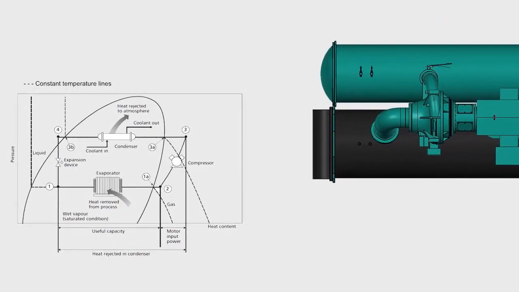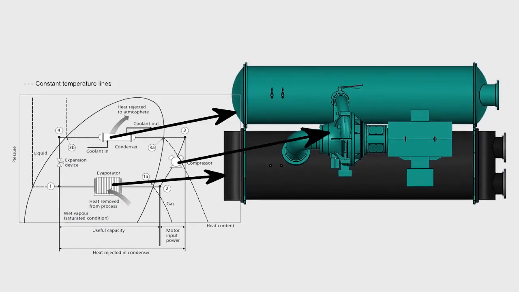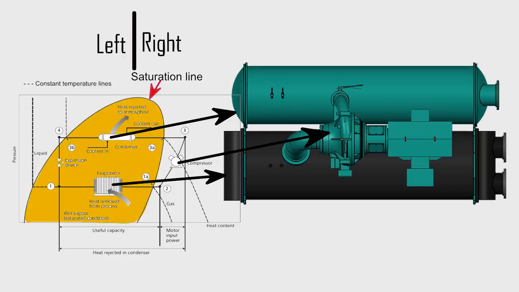This diagram shows the chiller components overlaid on a pressure enthalpy diagram. This is the saturation line. On the right of it, the refrigerant is a saturated vapor, and on the left of it, the refrigerant is a saturated liquid. Inside this line, the refrigerant is a mixture of saturated liquid and vapor. The more you move towards the right, the drier the mixture becomes, and vice versa.